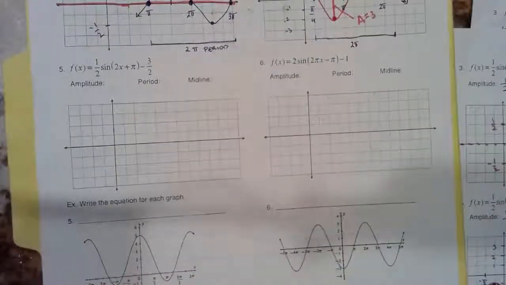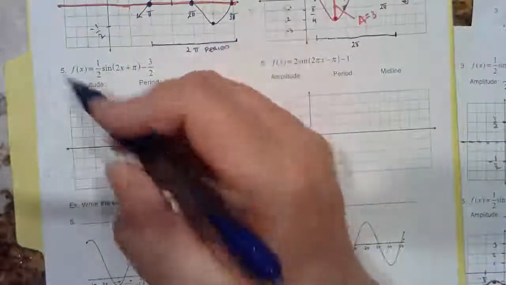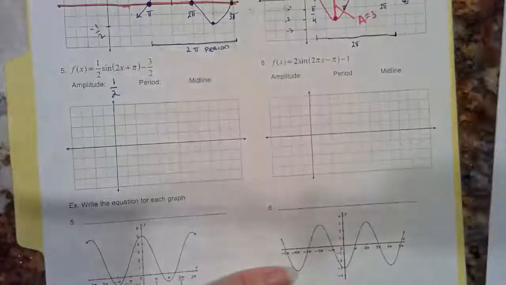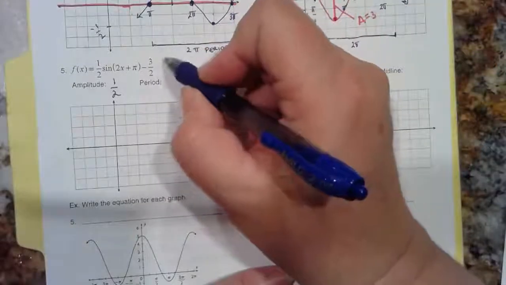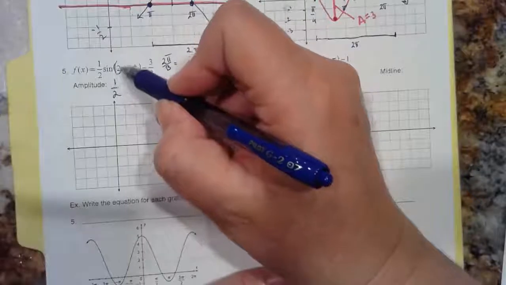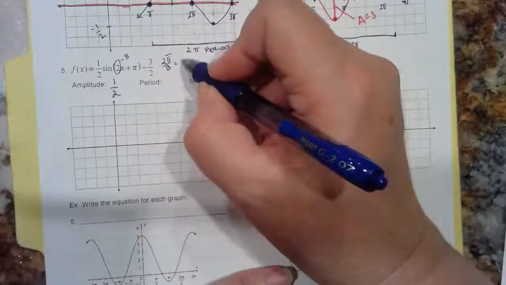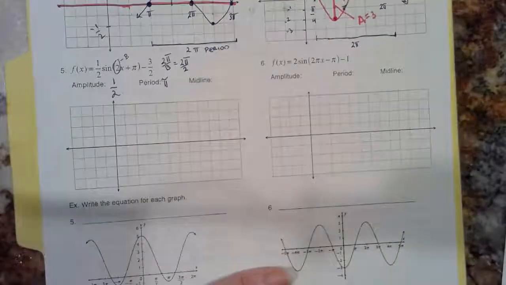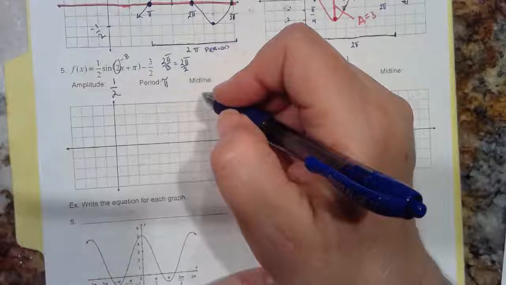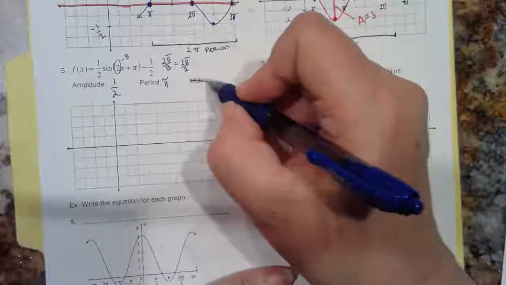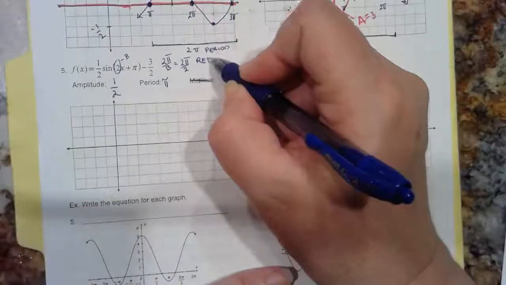The next one is a graph. It's a positive, so its amplitude is 1/2. This time the period we need to calculate, so it's going to be 2 pi over b, which in this case my b is 2. So it's going to be 2 pi over 2, so my period is just pi. My reference point, so I'm going to call this reference point.